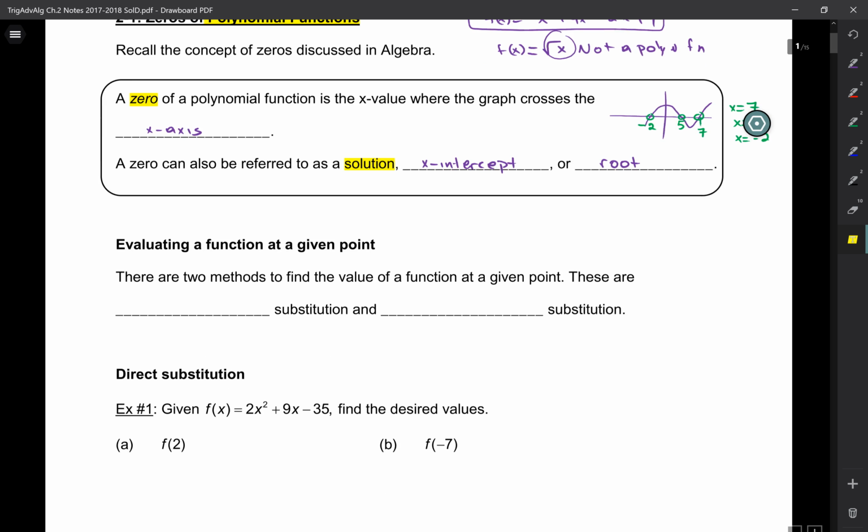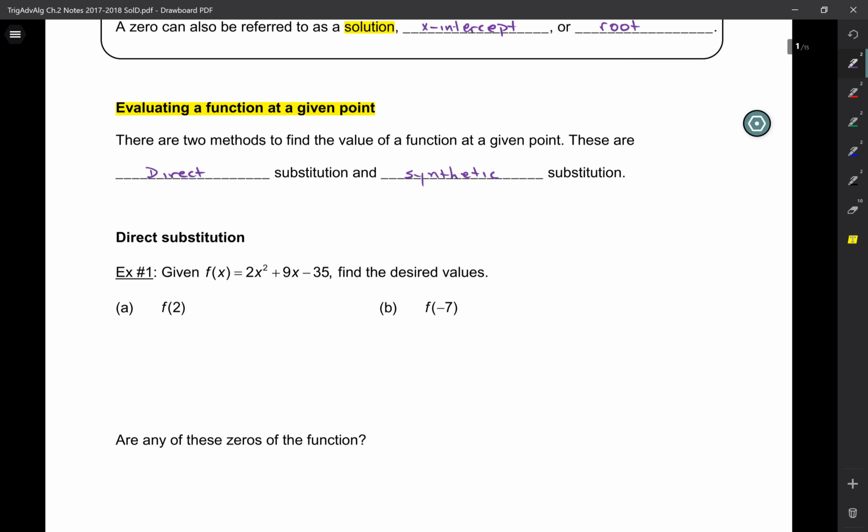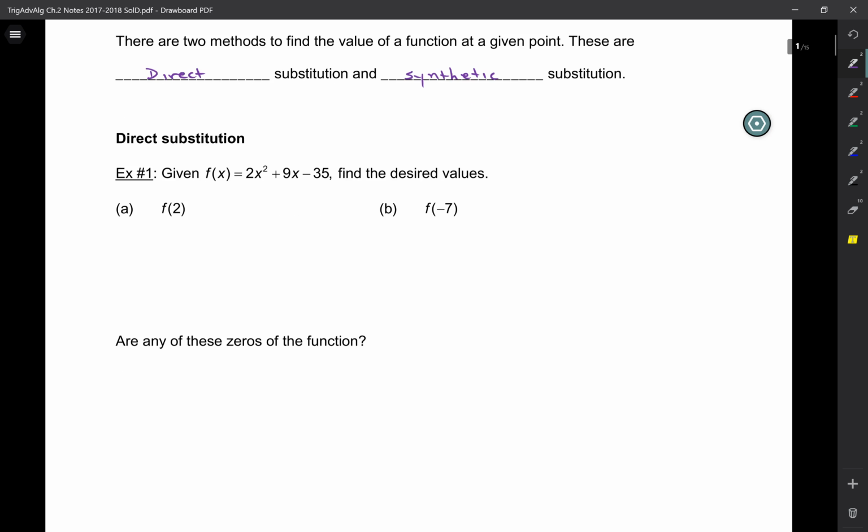Evaluating a function at a given point. So to evaluate a function at a given point, there are 2 ways. One is direct substitution, and the other is synthetic substitution. Whoa. I know. Synthetic substitution. All right, so direct substitution and synthetic substitution. Let's talk about the first one first. Here's this one. You were given a function, and we're going to use direct substitution to find the desired values.